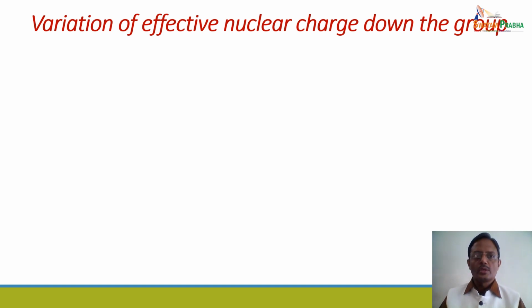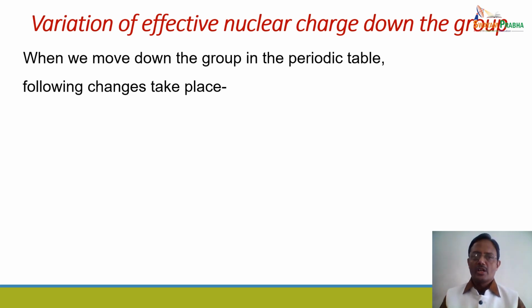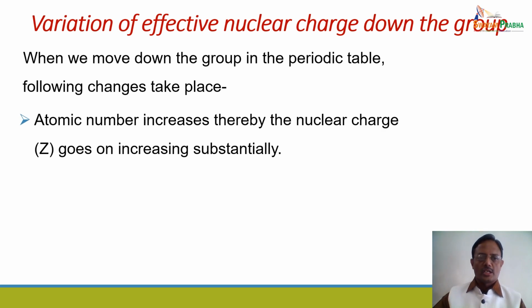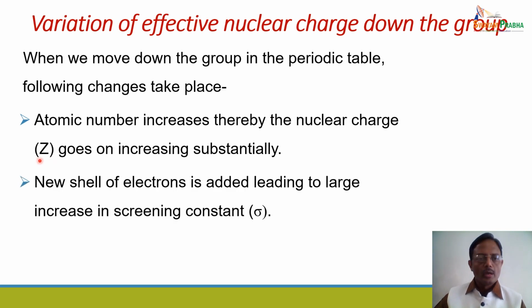Now, what happens to this effective nuclear charge down the group? So when we move from first period to second period to third period to fourth period down the group, again some variations take place. The very first thing which takes place is a large increase in the atomic number, that is Z, or the nuclear charge Z. So that goes on increasing continuously when we move down the group. Secondly, the number of shells are continuously increasing. So new shells are added, leading to large increase in the screening constant. So two things are increasing. The Z value is increasing and screening constant sigma is also increasing.